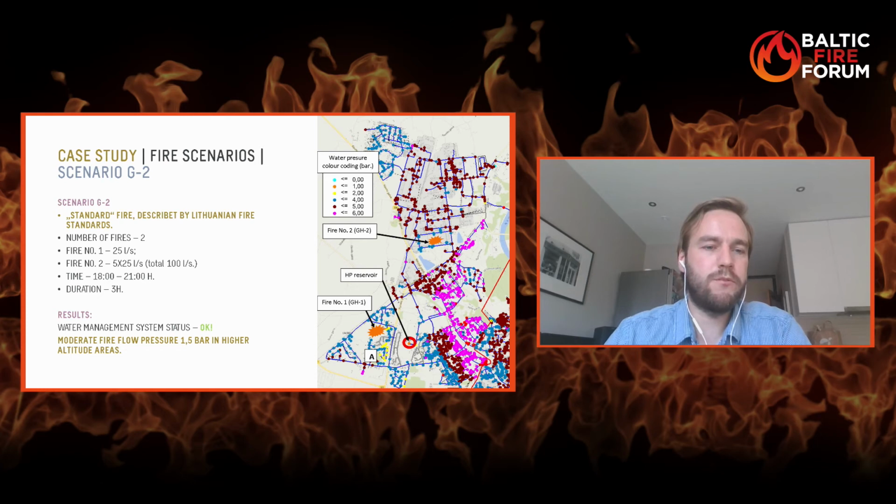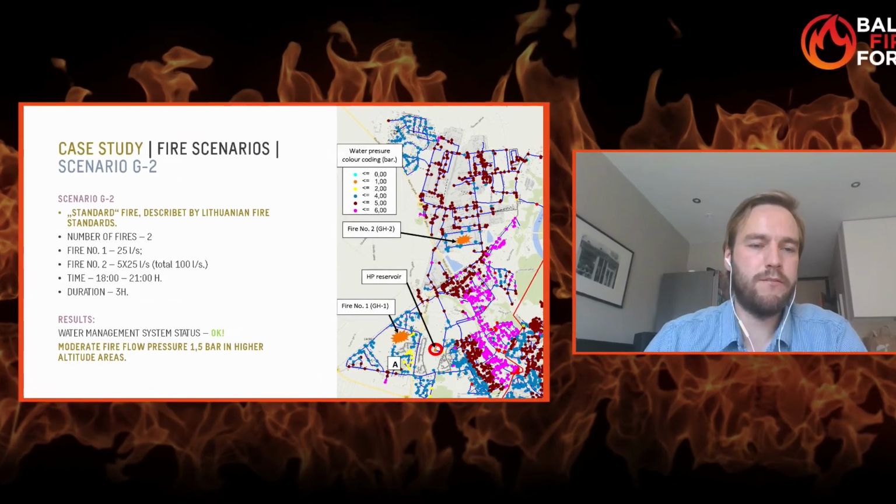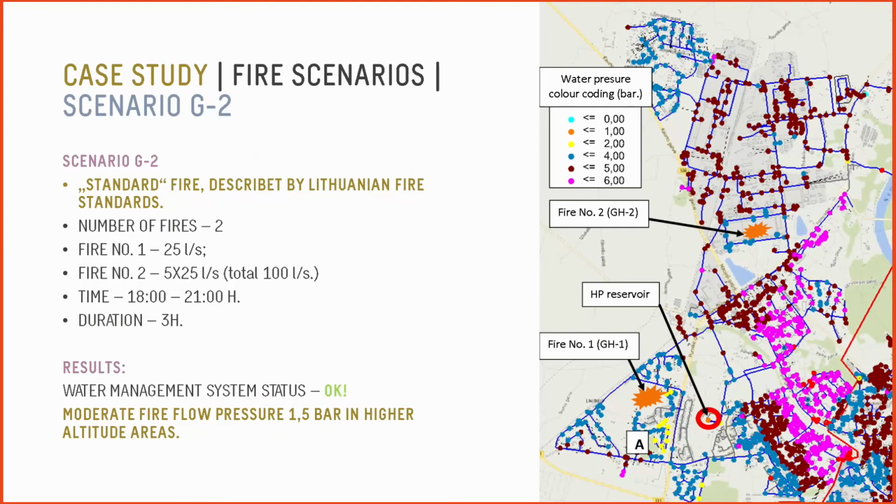Okay, let's jump to fire scenario number 2. Now we have fire number 1, 25 liters per second, and fire number 2, 5 hydrants at 25 liters per second each. So in total, we have 100 liters per second in fire number 2. Time duration is the same, from 6 to 9 p.m. And here we have some different results.